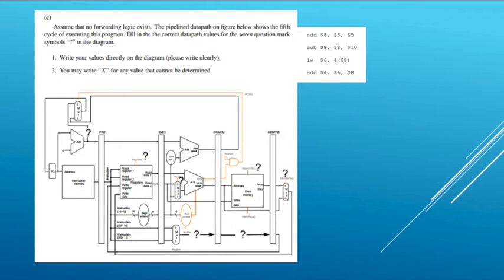Here's the third part of the problem. It says that the pipeline data path in the figure below shows the 5th cycle of executing this program. And we are asked to figure out all the question marks in the figure below. So first we need to figure out what happened in the 5th cycle. So we will have 4 instructions.